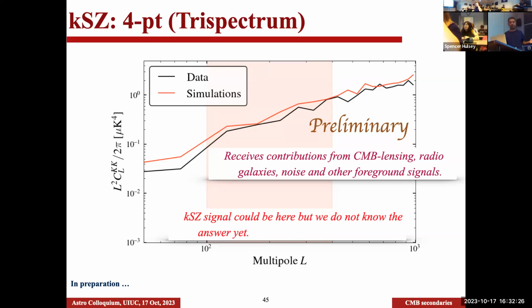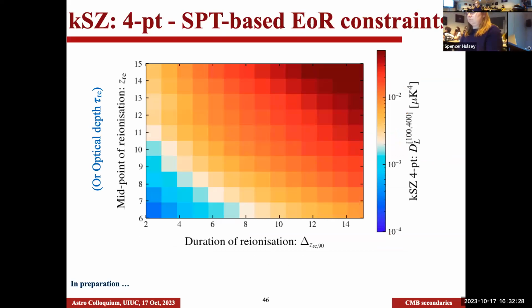And then what can we do with that? We can now set constraints on reionization. This, for example, is a plot showing the expected power, assuming some reionization model. This is the 4-point function as a function of duration and as a function of midpoint of reionization. I'm guessing that we're going to end up somewhere here. That's my guess, but we don't have that answer yet. It should be out soon.